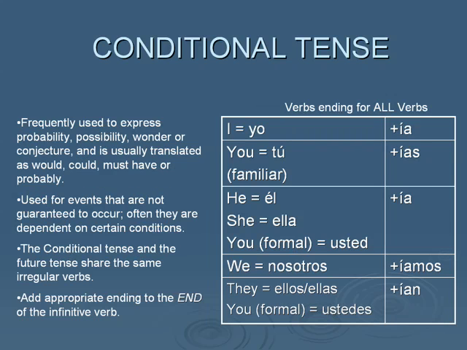The same is true for the conditional. It's for events that are not guaranteed to happen. You keep the verb intact and you add the appropriate ending. You use this ending for all verbs, and again, there's only 12 irregular verbs.